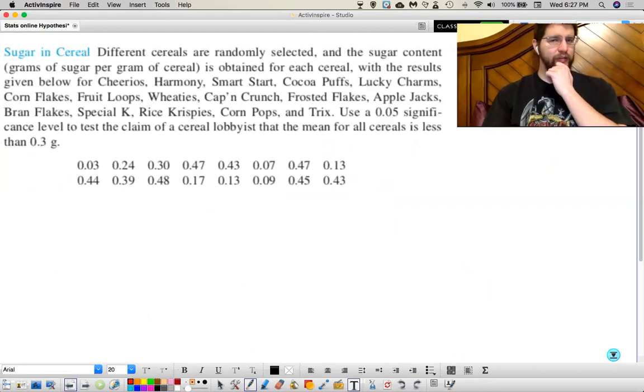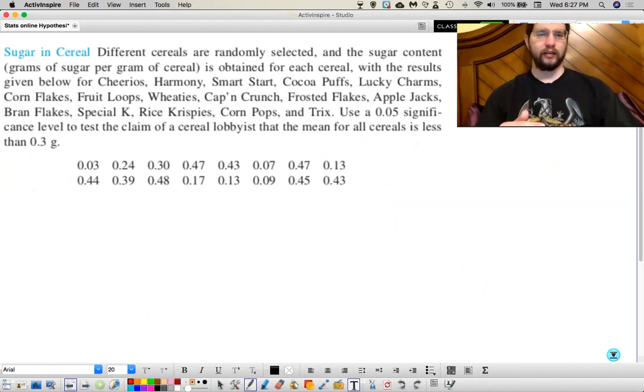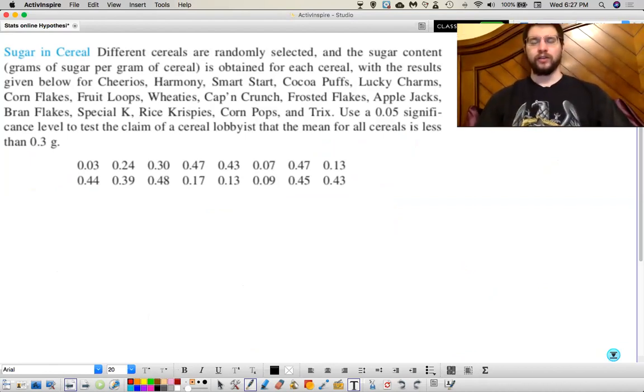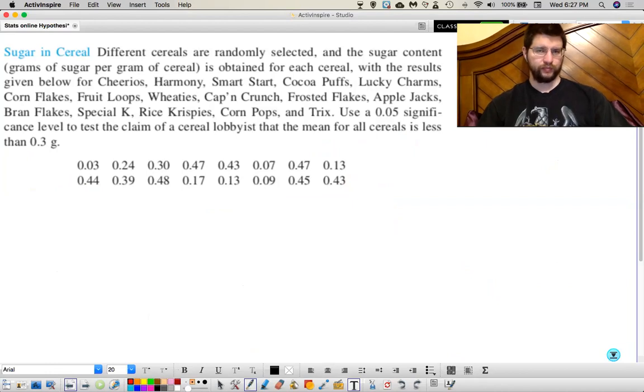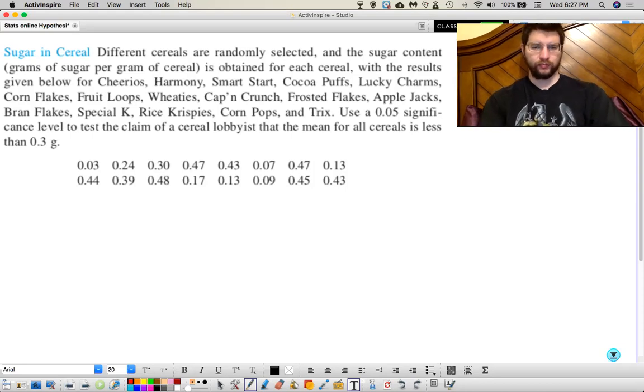Okay, we got this one. We actually have to find the mean of all that. You should know how to do that in whatever calculator you're using, or any calculator. Just add them up and divide by how many ever there are. In this case, there's 3, 6, 7, 8, 16. Different cereals are randomly selected and the sugar content is obtained from each cereal.